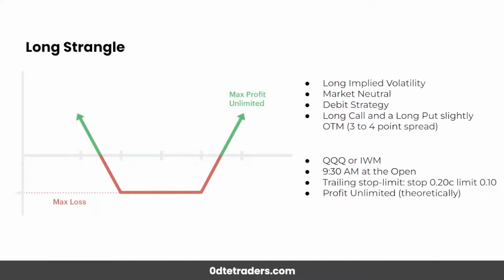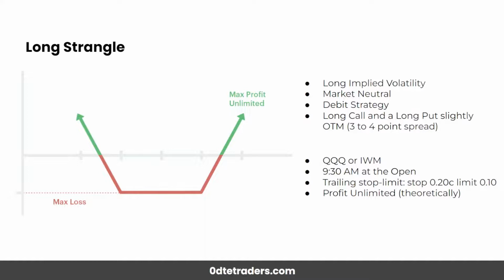What is the profit potential? Theoretically, it's unlimited, but you can expect about a 2-to-1 ratio. If you're risking $20 per contract, you can expect to make $40 on average. Now, this is going to be dependent on the market regime we are in and what happens to implied volatility, really within the first 15 minutes.